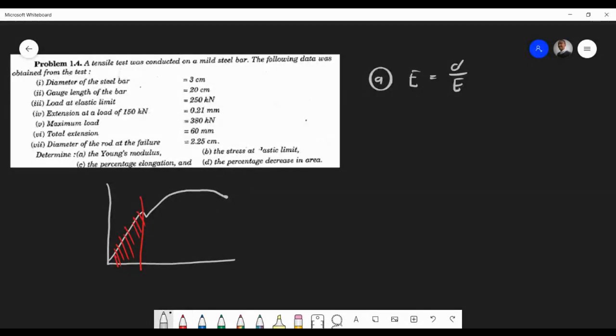So the first thing we have to do now is look at the data. They're giving us a load here, the extension at a load of 150 kilonewtons. They give the load at the elastic limit, which is basically at this point here, around 250 kilonewtons. They're also giving you a random load at 150 kilonewtons, which corresponds to a specific extension of 0.21. So we can actually use that as well. They want the Young's modulus, so we're probably going to have to use the extension at a load of 150 kilonewtons.